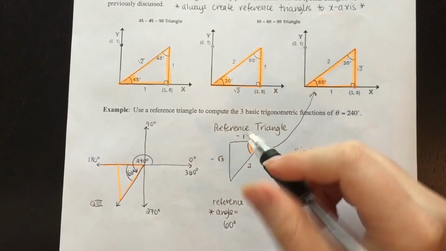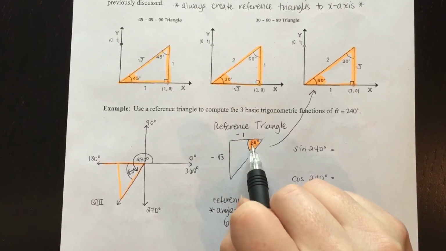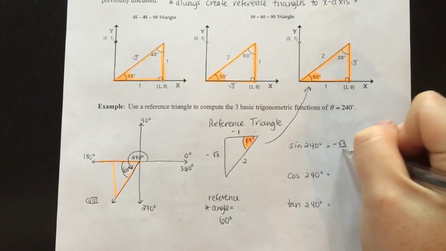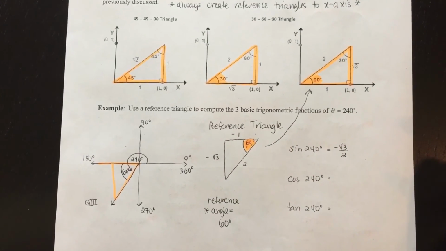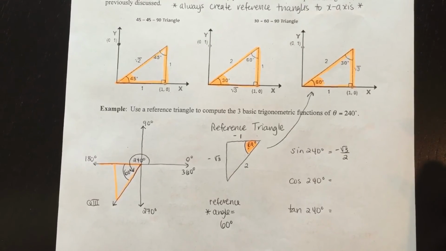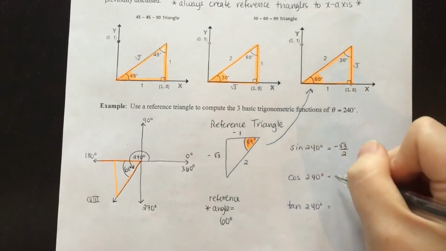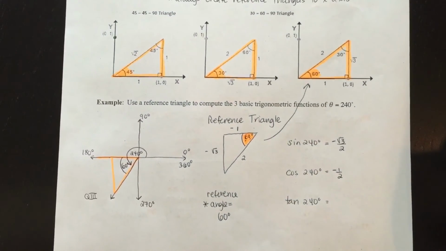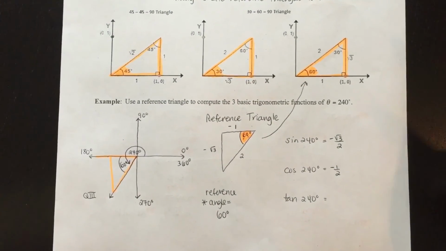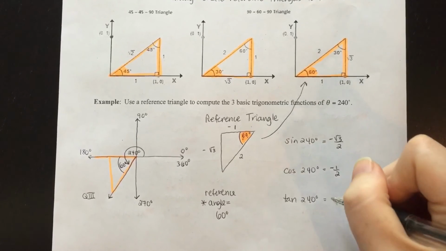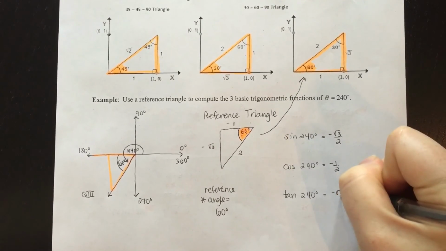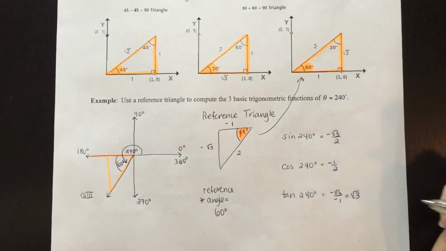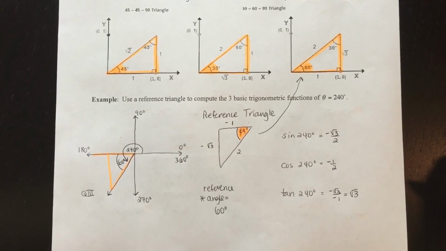Sine of 240 degrees using my reference angle will be opposite over hypotenuse, so negative square root of 3 over 2. That worked out to be negative. Cosine of 240 is adjacent over hypotenuse, or negative 1/2. And that ends up being negative. And then tangent of 240 is opposite over adjacent, or negative square root of 3 divided by negative 1, which reduces to a positive square root of 3, which we expected because we were in quadrant 3.